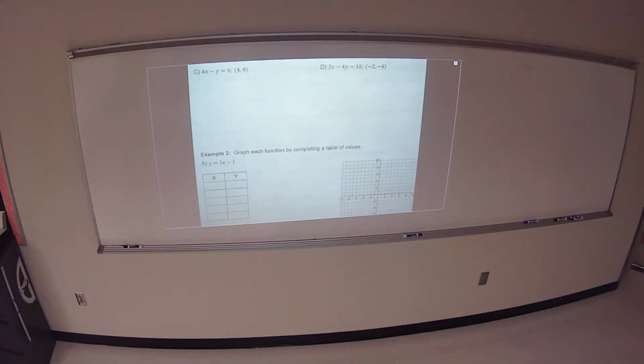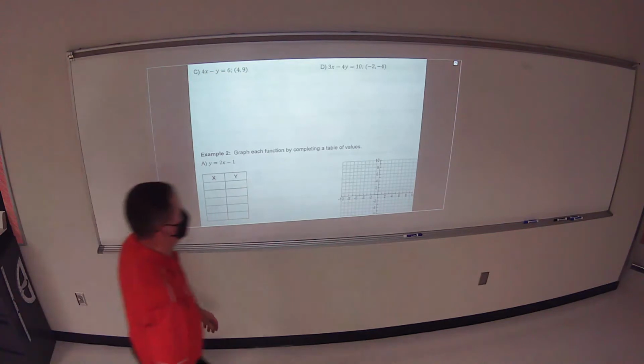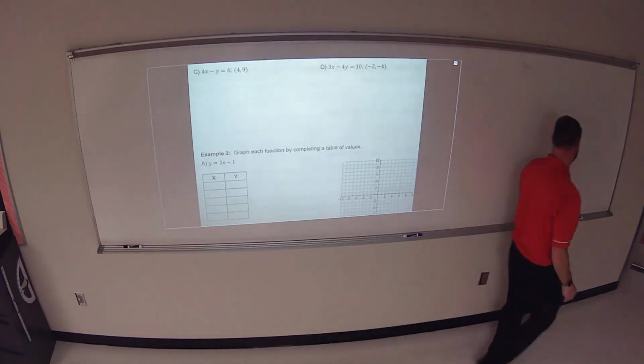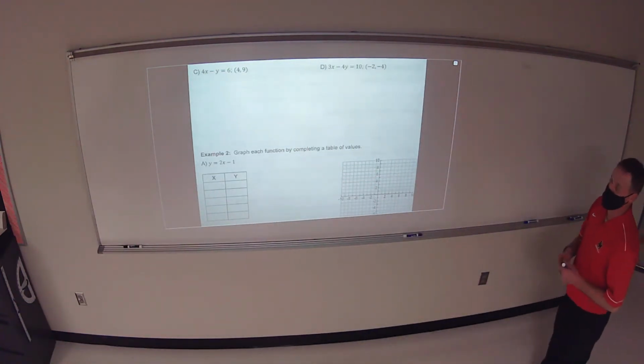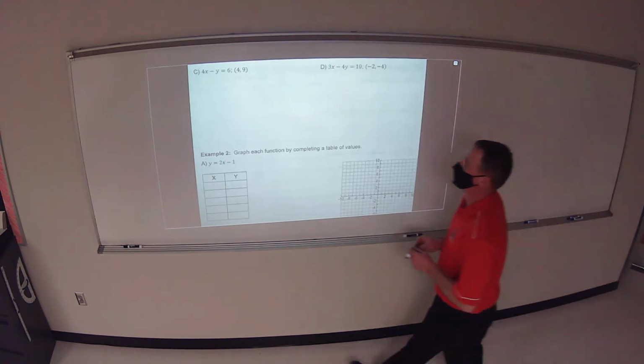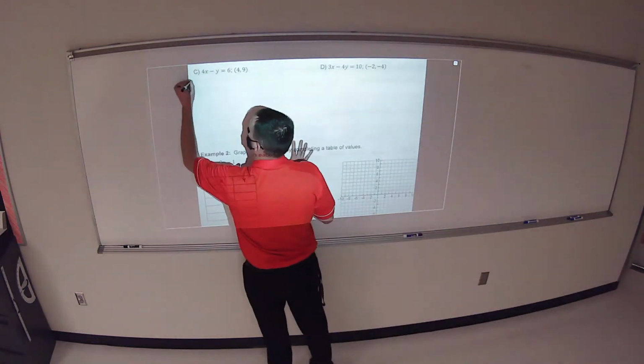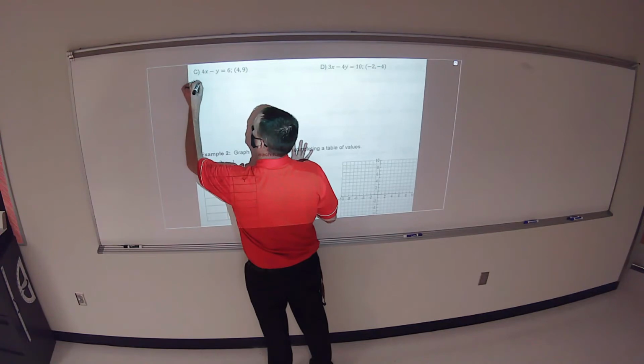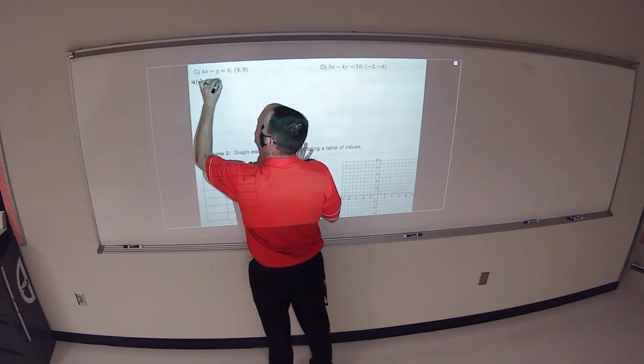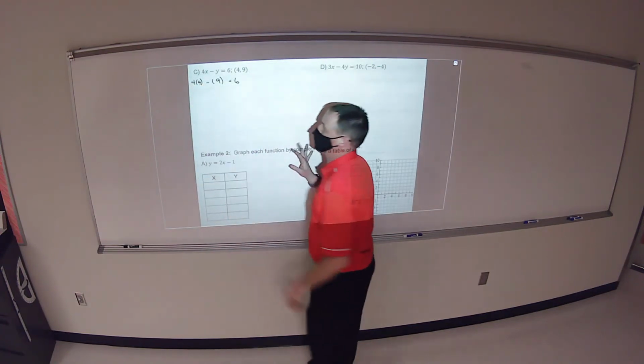All right, so in letter C, what's the number we're plugging in for x? 4, and the number we're plugging in for y is 9, and then we're just following the order of operations. So this is going to be 4 times 4, and then we're going to subtract 9, and the right-hand side is going to stay as a 6.